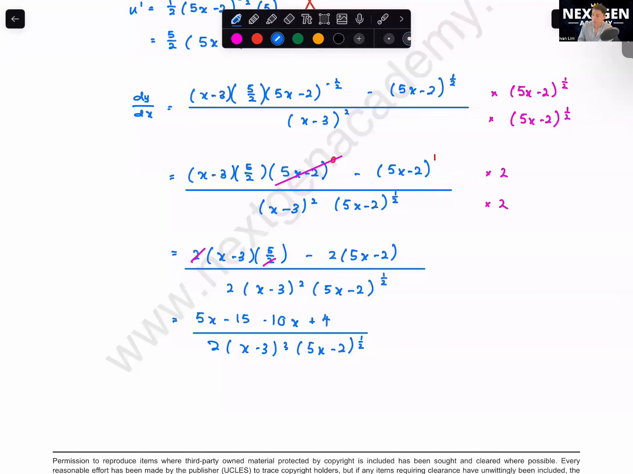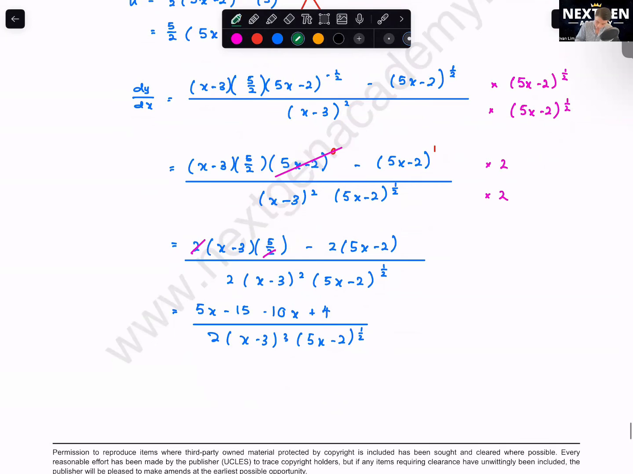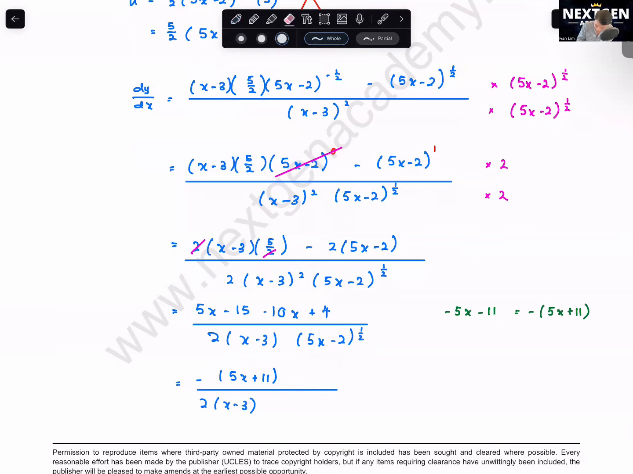Now if you want to simplify to that form, I don't want to keep writing out, so I just do my calculation at the side here first. So you will get minus 5x minus 11, which I can factorize to minus (5x plus 11). Minus bracket (5x plus 11) over 2 bracket (x minus 3), why this becomes cube? 2 minus (x minus 3) squared, 5, then here is square root (5x minus 2). Okay, your A is 5, B is 11.